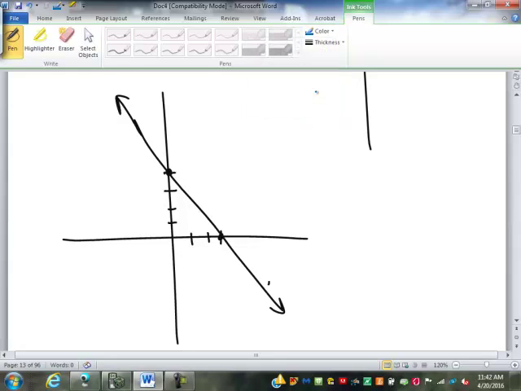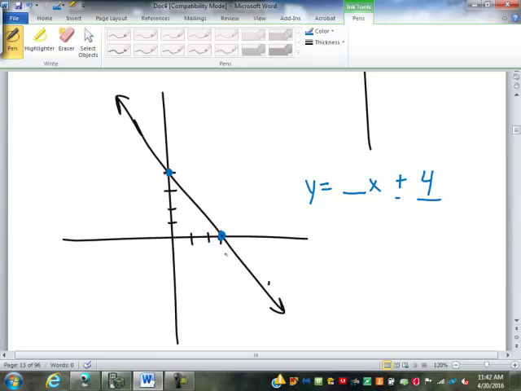Okay, so when we look at this, remember our equation is going to be of the form y equals something times x, and then plus or minus that y-intercept. The y-intercept is easy to find here. It's +4, so that's a +4. The slope is a little bit trickier.